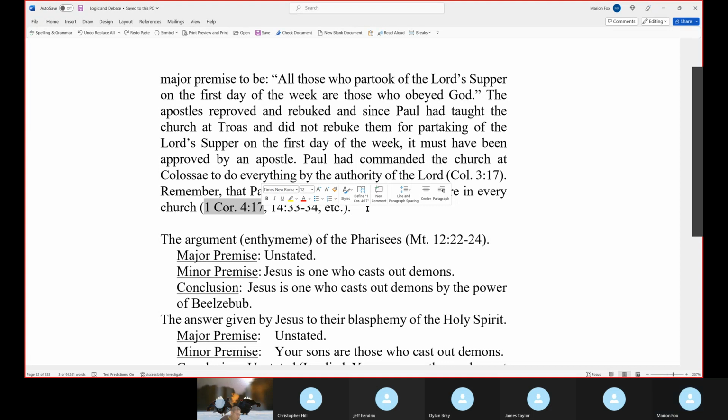Okay, 1 Corinthians 4:17. Now, in 1 Corinthians 4:17, Paul wrote, "For this cause have I sent unto you Timothy, who is my beloved and faithful child in the Lord, who shall put you in remembrance of my ways which are in Christ." Now listen to the last part. "Even as I teach everywhere in every church." So what Timothy was going to teach was the same thing Paul taught everywhere.